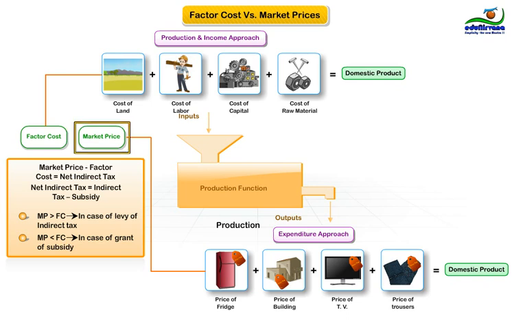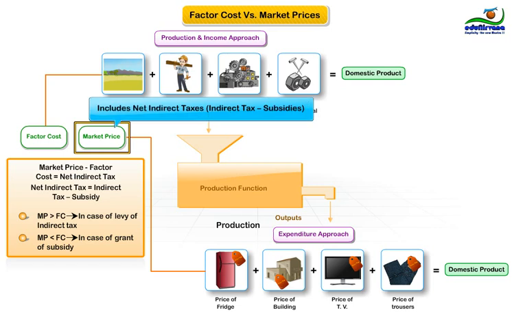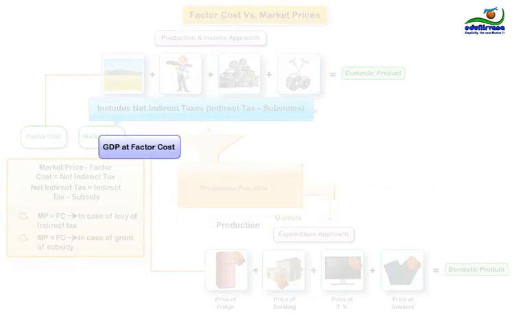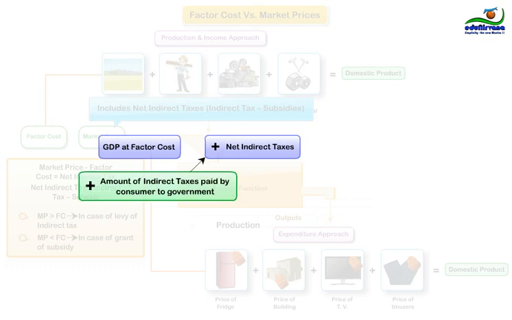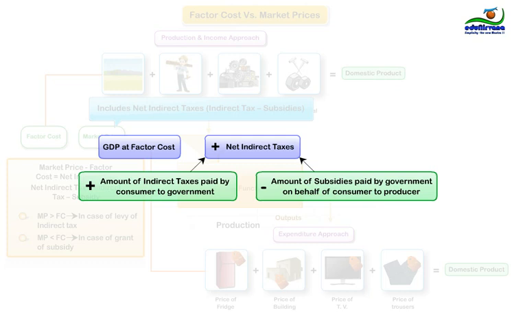In short, MP includes net indirect taxes, that is, indirect taxes minus subsidies, whereas FC does not. Let's put it in the form of equation. GDP at factor cost plus net indirect taxes, which is nothing but amount of indirect taxes paid by consumers to government minus amount of subsidies paid by government on behalf of the consumer to the producer, equals GDP at market prices.